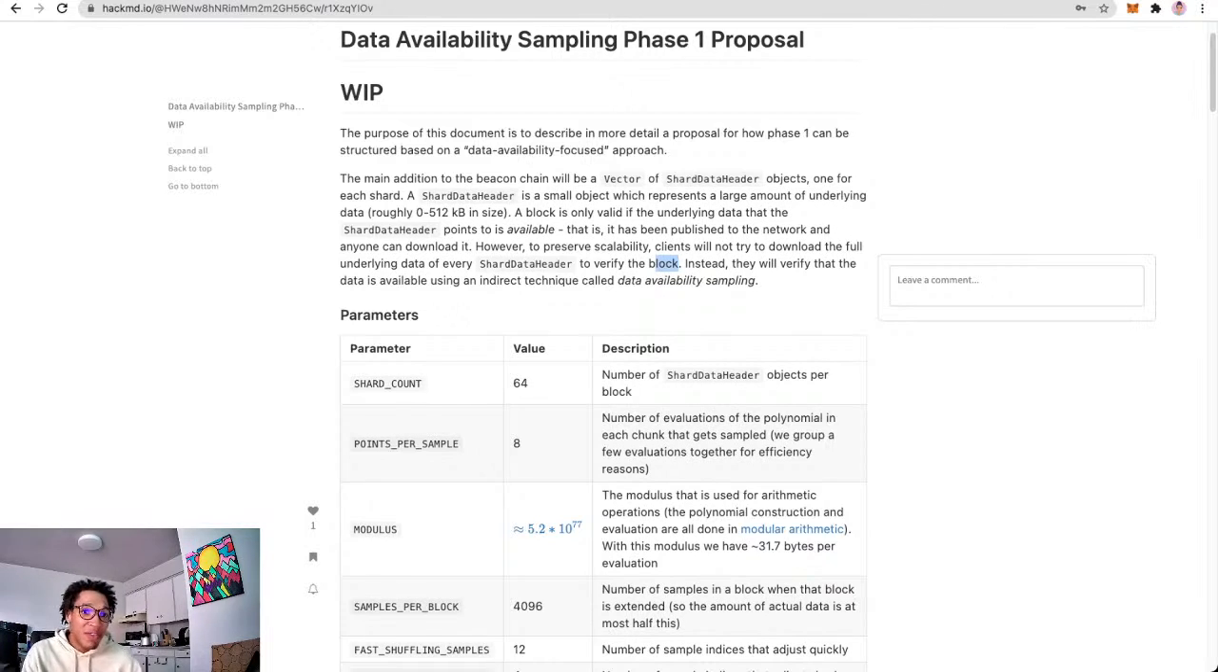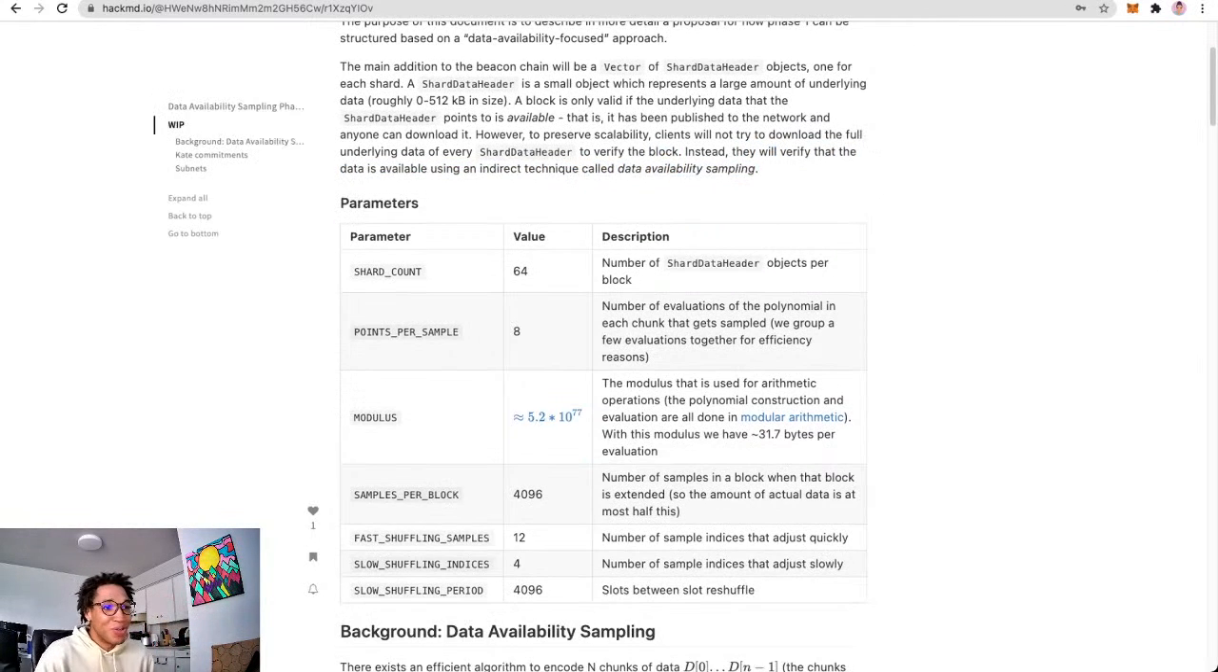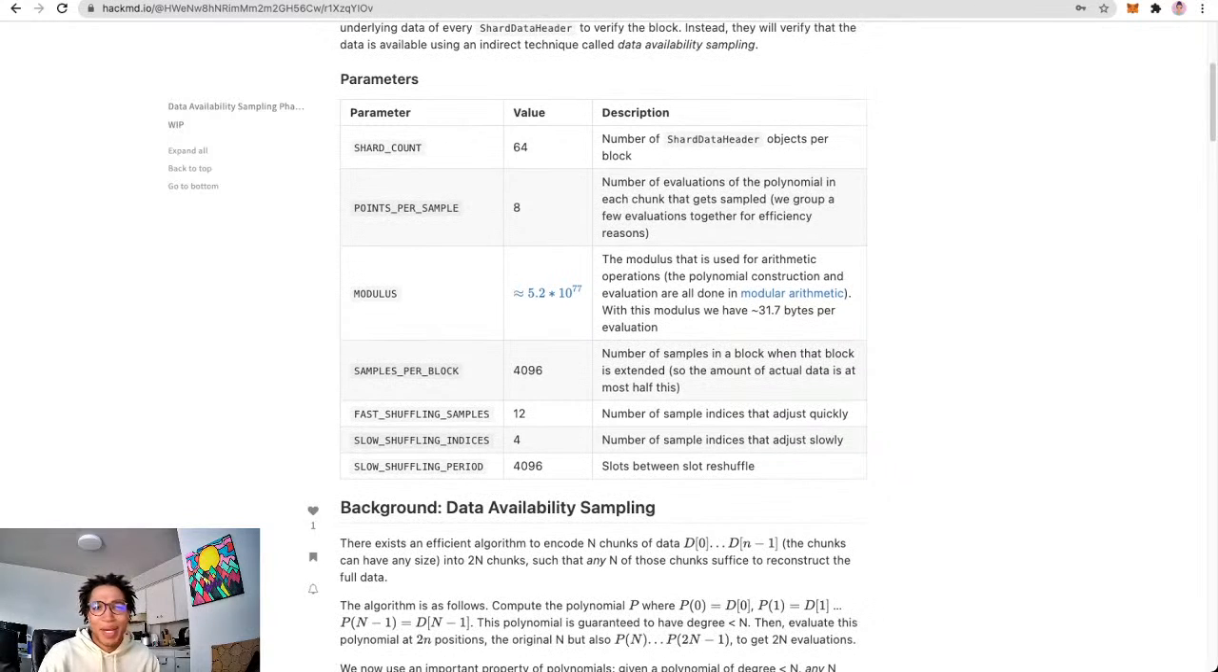So the point of this is that a block is only valid if all the data for the block is there. That makes sense. But instead of verifying that all the data is there by downloading all the data, we're going to verify all the data is there using a technique called data availability sampling, which is, I guess, what this whole article is about, or paper, report, I don't even know.